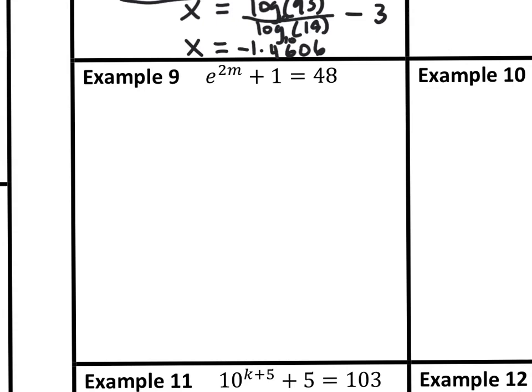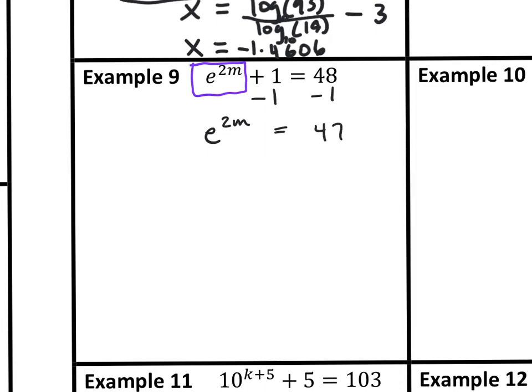Okay. Let's go to the next example, example 9. Here we have an exponential term. It's a base e. So remember, we're going to use the natural log. But is the exponential term by itself? No, right? There's a 1, so we need to subtract 1 on both sides. So we get e to the 2m equals 47.